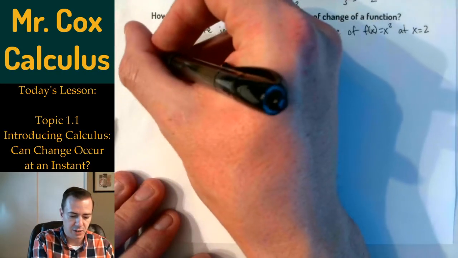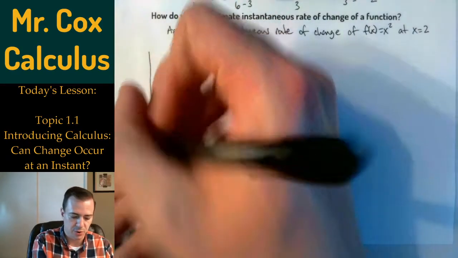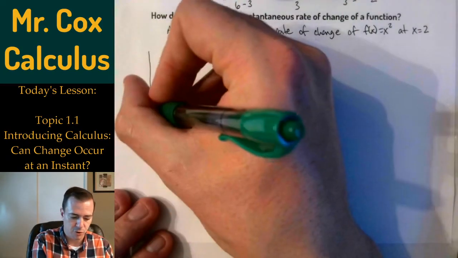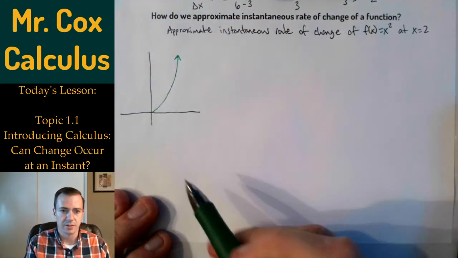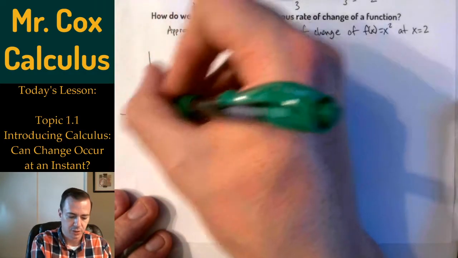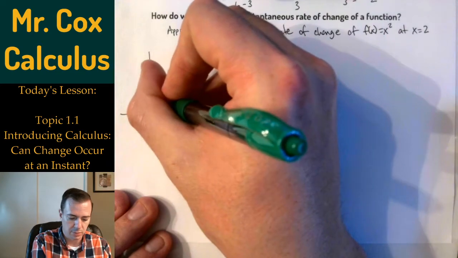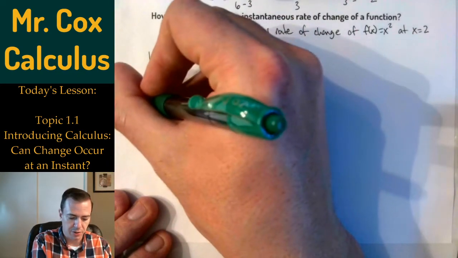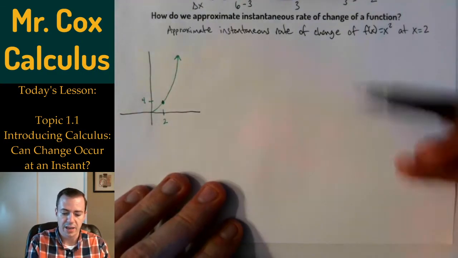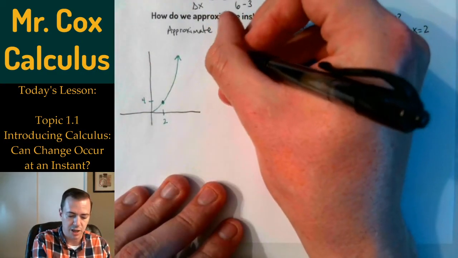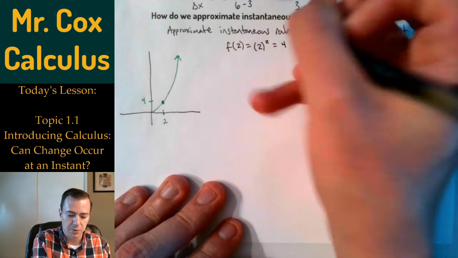So let's take a quick graph here. And I'm going to just focus in on the first quadrant portion of our parent function. And so I'm going to place the point 2, and that means that we will call this point right there 4. So it's important for us to know that we can actually say what the function value is. F of 2 is equal to 2 squared, which is equal to 4.